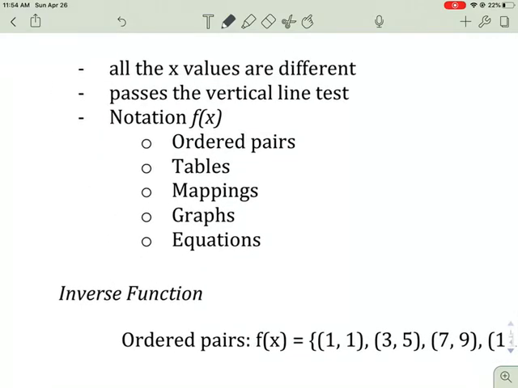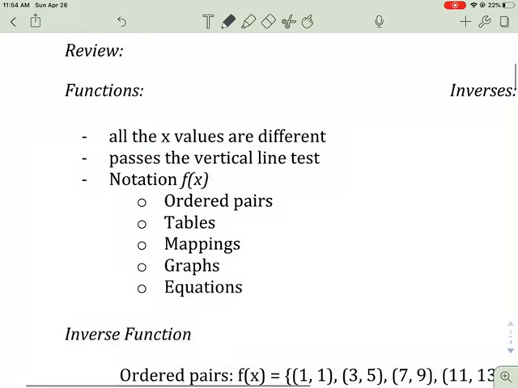So we're going to do a quick review. And this is the list I came up with of stuff about functions. So remember that all our x values are different, and we usually like to think of it as passing the vertical line test. So we had a whole bunch of notation. We had f of x, g of x, h of x. And if you remember, when we first did functions, probably in Algebra 1, we talked about representing things in ordered pairs, tables, mappings. Those are the things with the circles and the arrows, graphs and equations.